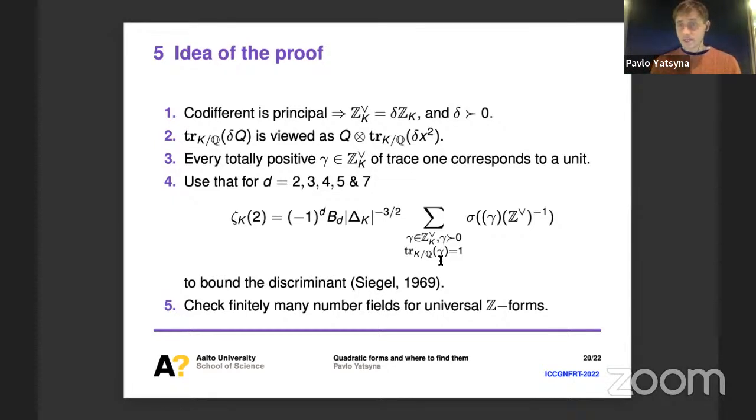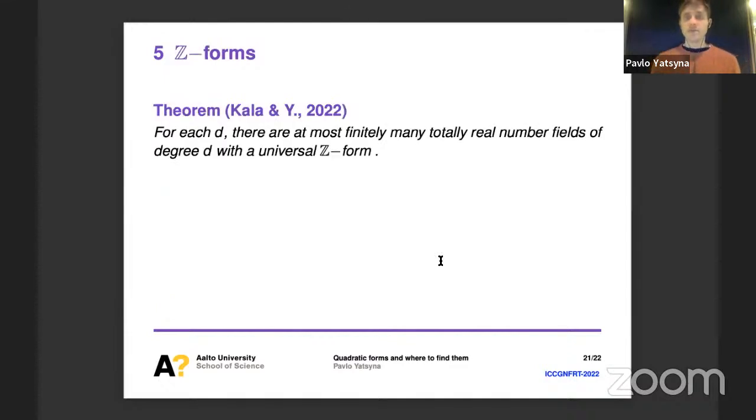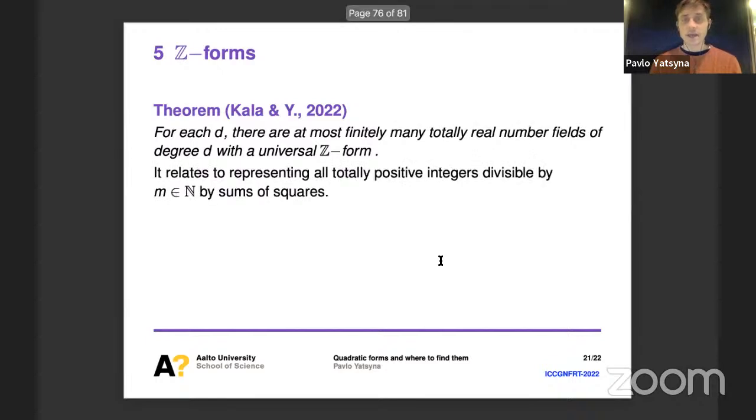And recently, we extended this result in a slightly different direction. We show that for each degree D, there are at most finitely many totally real number fields of degree D with a universal Z form. The idea for the proof is completely different in some sense. We study representing all the totally positive integers which are divisible by some rational integer by sums of squares. You take any sum of squares, and you want it to represent all integers which are, for example, divisible by 2.